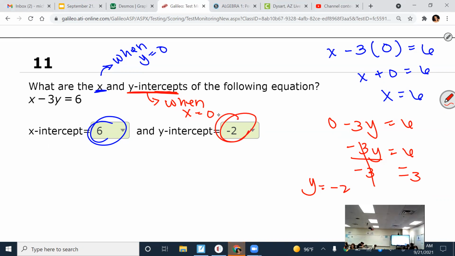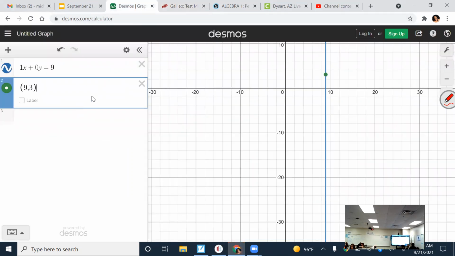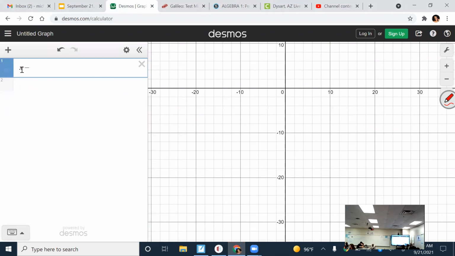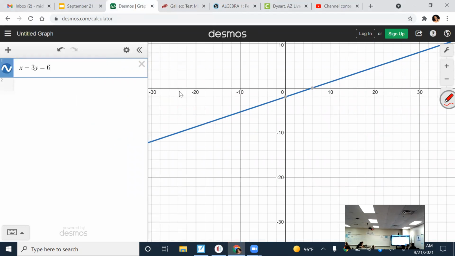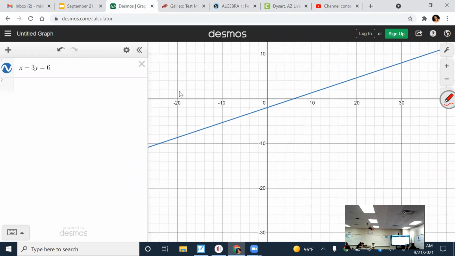So you are required to show this type of work on your test. That is worth points on your test tomorrow. But it is a good strategy to be comfortable with Desmos, because you can use it to check your answers. So I'll show you on Desmos. When I type in that equation we were just working with, x minus 3y equals 6, I think is what it was. Yep. When I type in that equation, it gives me a nice line.